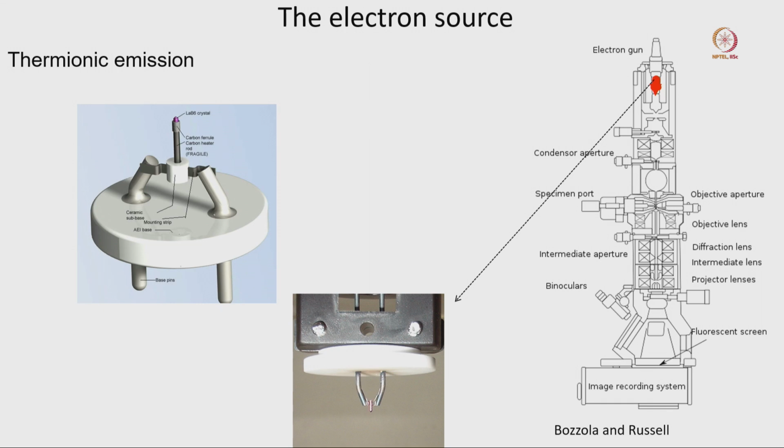What about the LaB6 filament? You can see this is a filament of the LaB6 crystal. The LaB6 crystal will look like this, a very solid piece which we can mount, and here the high tension will be connected, which will illuminate this LaB6 filament.